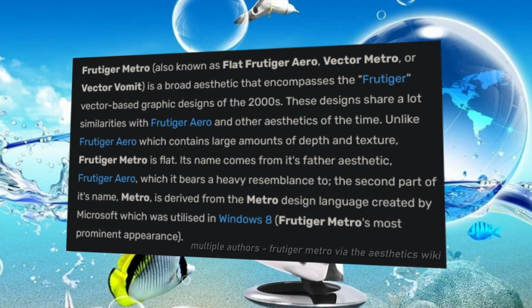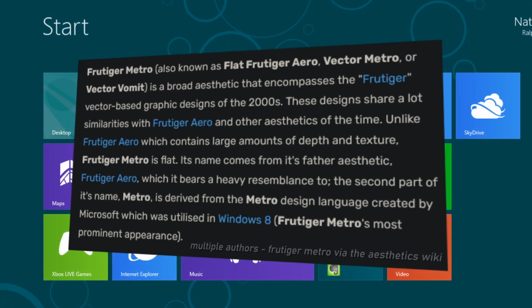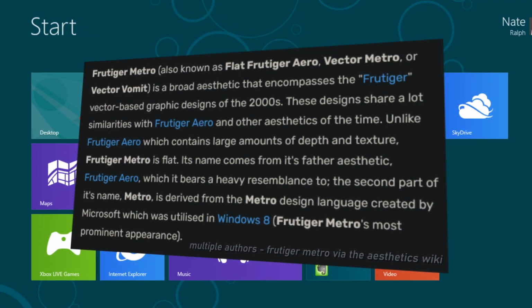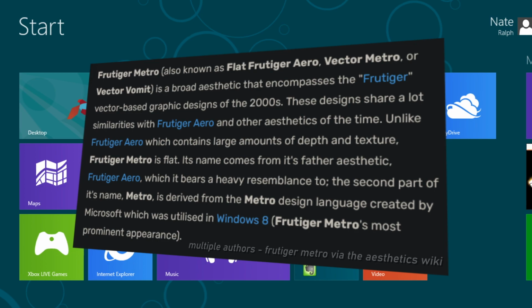The second part of its name, Metro, is derived from the Metro design language created by Microsoft, which was utilized in Windows 8, Frutiger Metro's most prominent appearance.